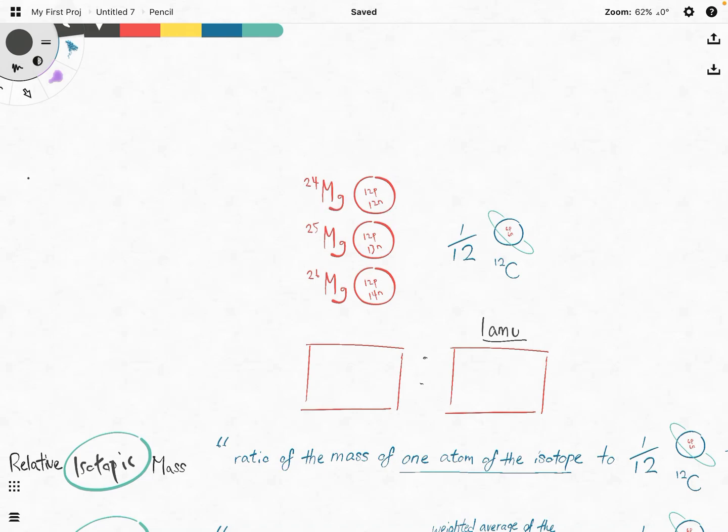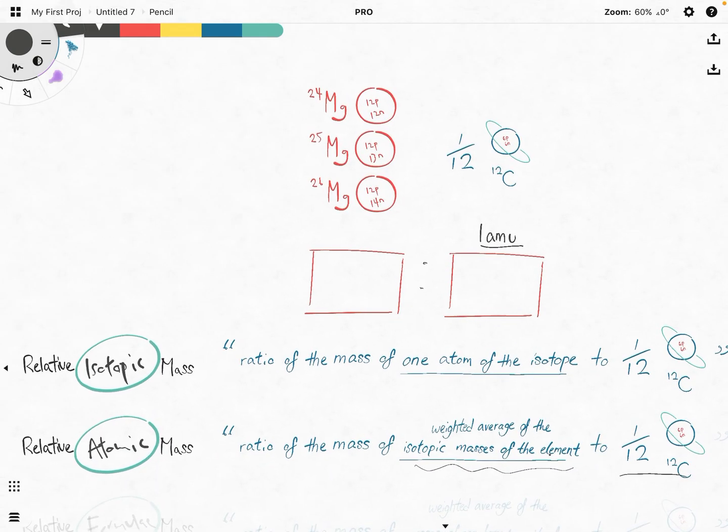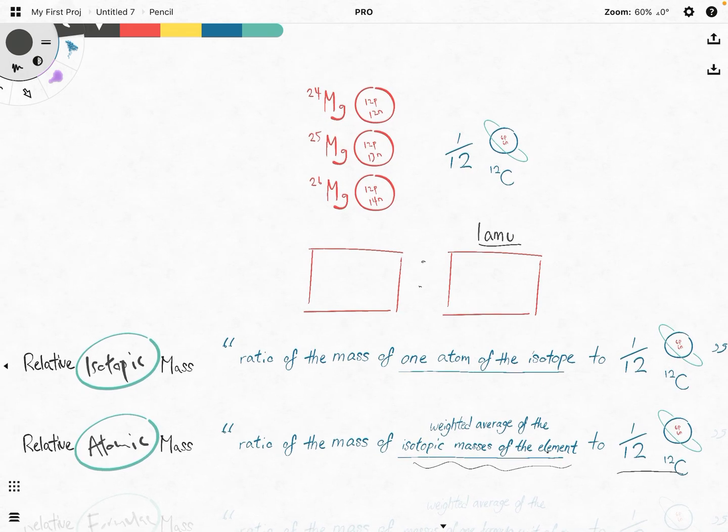Today we're going to talk about another definition, relative atomic mass. Okay, let's read the definition. Relative atomic mass is defined as the ratio of the mass of the weighted average of the isotopic masses of the element, again to 1/12 the mass of a carbon-12 atom. So what does that mean?